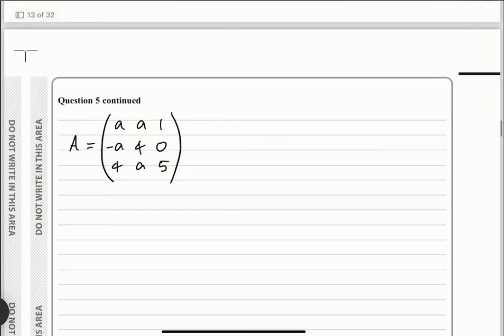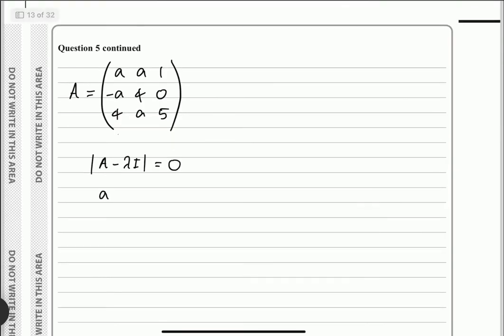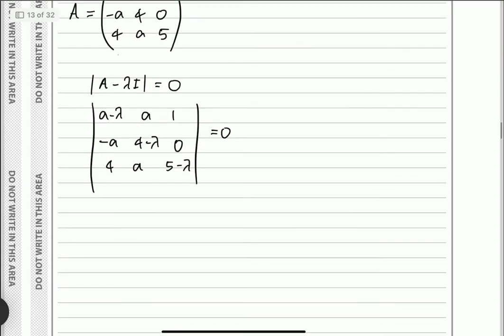So to find our eigenvalues, what we would normally do is find the determinant of A minus lambda I, set that equal to 0. So we've got a minus lambda, a, 1; minus a, 4 minus lambda, 0; 4, 2, 5 minus lambda. The determinant of this must equal 0. That's going to give us an equation in lambda to solve, except what we're actually going to do is put lambda equals 2 in and solve for a. And then once we know a, we'll go back and we'll solve for the other two lambda solutions.